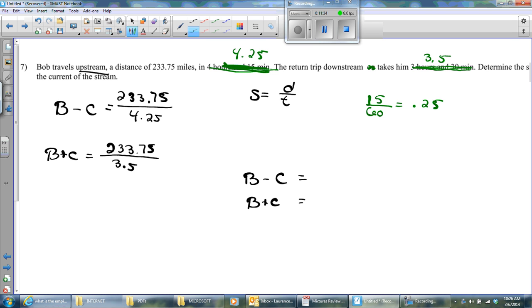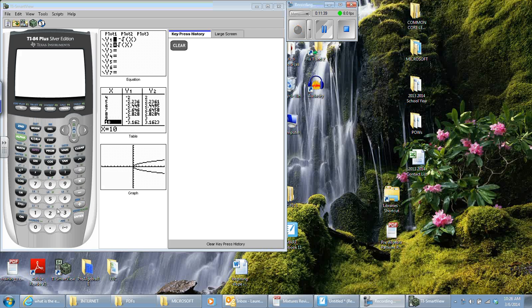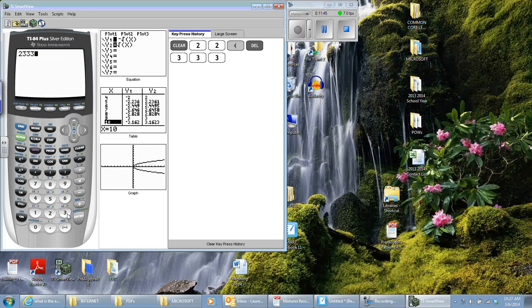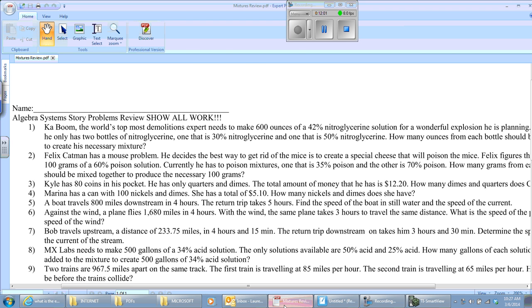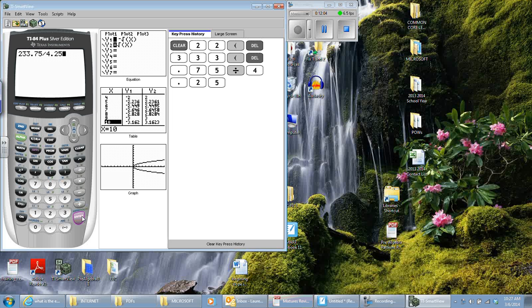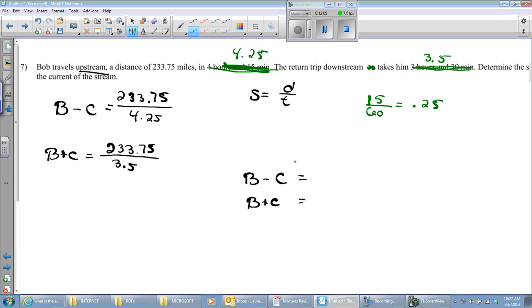And let me see here, do I have my calculator open? I don't believe I do. Hold on one second. So I have my calculator open, and I need to do 233. I'm getting a little button happy here. 0.75, and I'm going to divide that by 4.25. Right? Are those numbers correct? So let me double check. Yeah, 4 hours 15 minutes. Good. Okay, and so I get 55. So I'm going to write a 55 here.